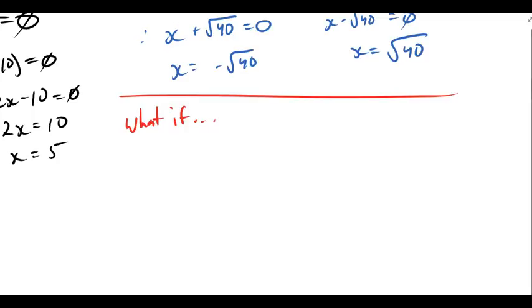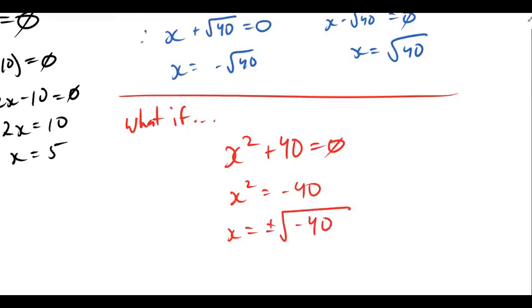So I'm going to change the question a little bit. What if it was x squared plus 40 equals 0? We'll just isolate. x squared equals negative 40. x equals plus or minus the square root of negative 40. What's going on here?